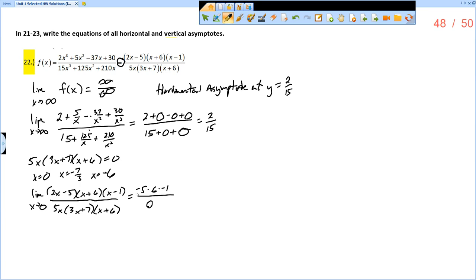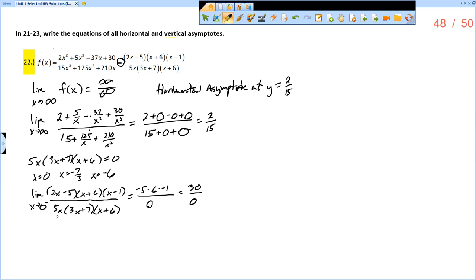So I get negative 5 times 6, so that's going to be positive 30, right, over 0. So now what do we know? We know that this thing would be approaching an asymptote, right? And so remember, we can pick from the left or from the right. So I'm going to take from the left.